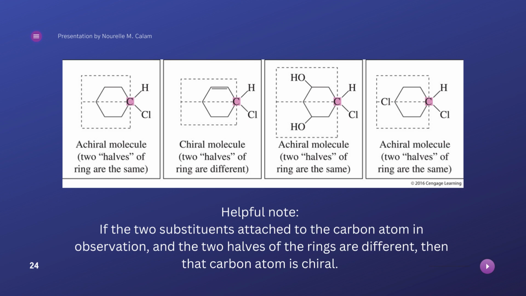Now, second example. Second example, we can see that this is a chiral molecule. Since you can observe that the two halves of the ring are different. You can see that one half of the ring possesses a double bond, whereas the other does not.